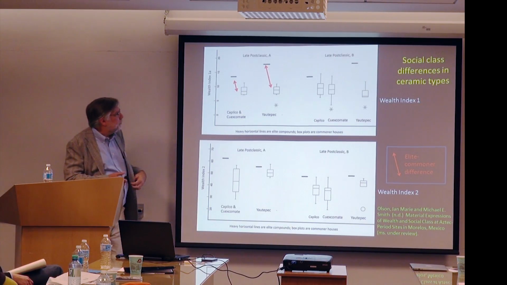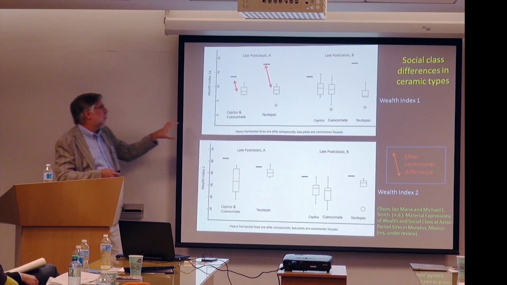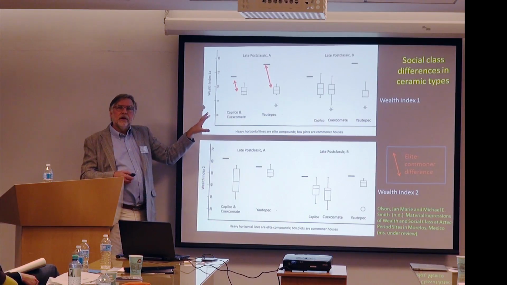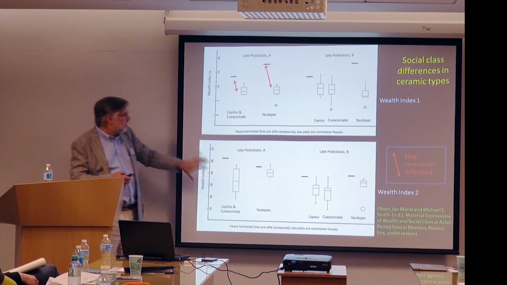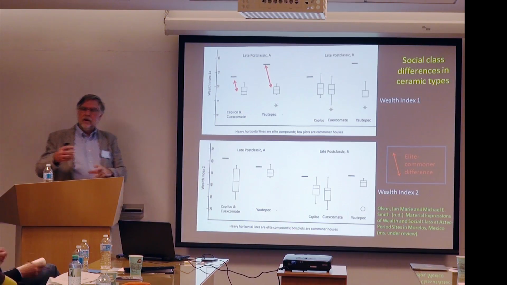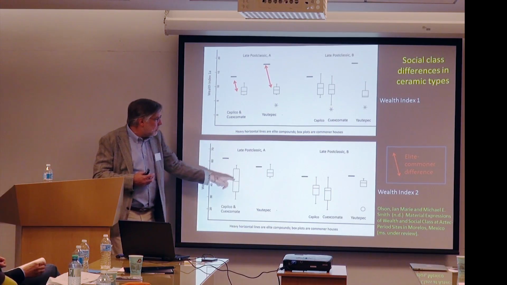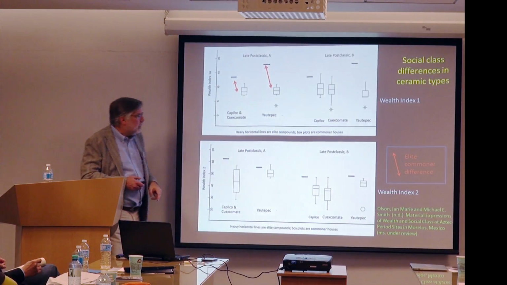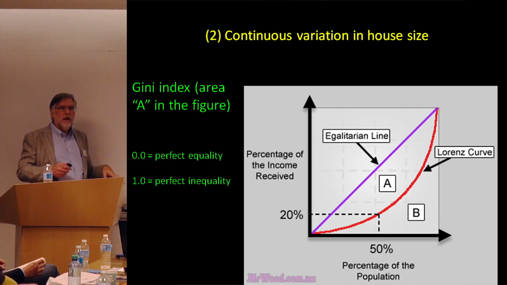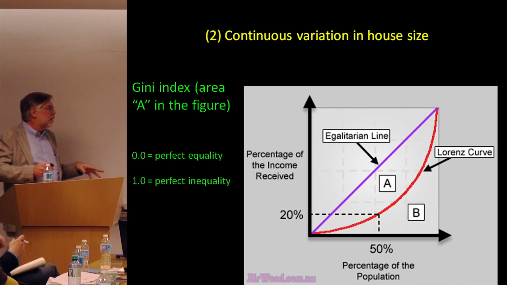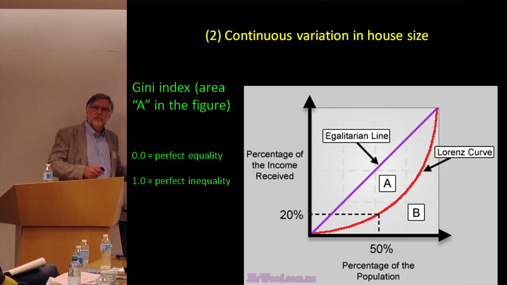The two wealth indices are, this one was actually specifically designed to maximally separate the elite and commoner houses. So guess what? It separates them. This is an index that was just taking decorated and imported ceramics, high-value ceramics, and it also separates the elite and the commoner houses. And then there's continuous variation in house size. Instead of trying to find the elite and the commoners, we can look at the level of wealth with the Gini index, which is used a lot today to measure inequality.